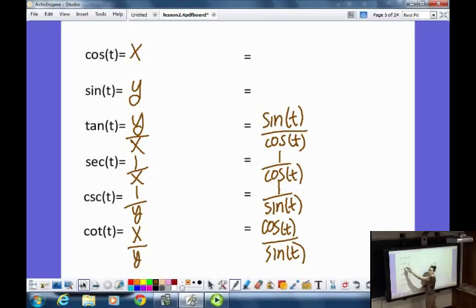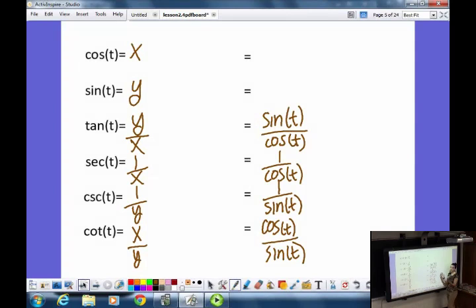If sine of t equals y, what does y equal? Sine of t. So wherever I see a y, whether on tangent of t, cosecant of t, and cotangent of t, I can replace it with substitution using sine of t. And that's how we got these identities. And you will have to know these for your non-calculator portion of your test.